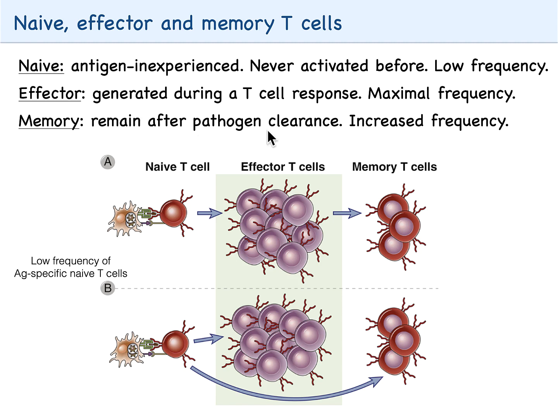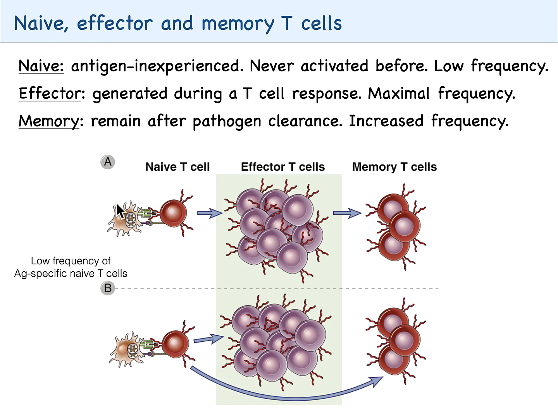Now, once the pathogen is cleared, most of these effector T cells die, and there are a few cells of that specificity that remain, and we call them memory T cells. Again, the same as with the B cells, they also remain as memory B cells. And even though the frequency is not as high as during the effector period, it is still increased compared to the low frequency of the naive cells.